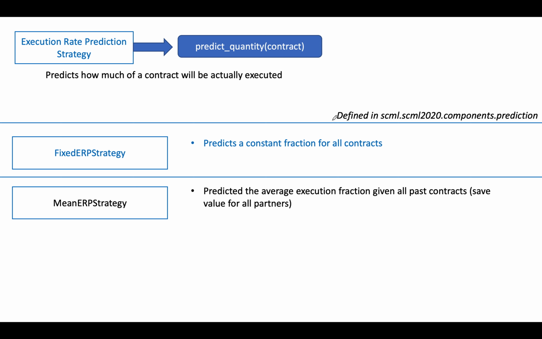This 0.5 is an example of an attribute. So actually, the way it is implemented is that that's an attribute. You can create mean ERPS strategies with different prediction fractions, and you can compare them, find the best one, and use it in the competition. That's very easy to do.